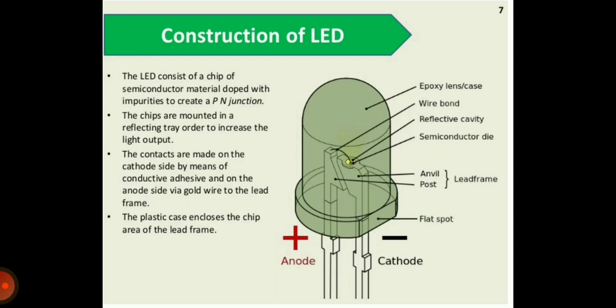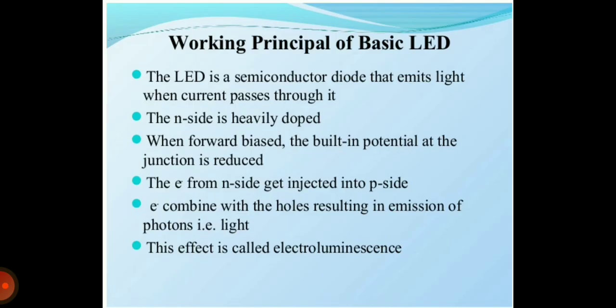The LED consists of a chip of semiconductor material doped with impurity to operate as a PN junction. The chip is mounted in a reflecting tray in order to increase the light output. The contacts are made on the cathode side by means of conductive adhesive.